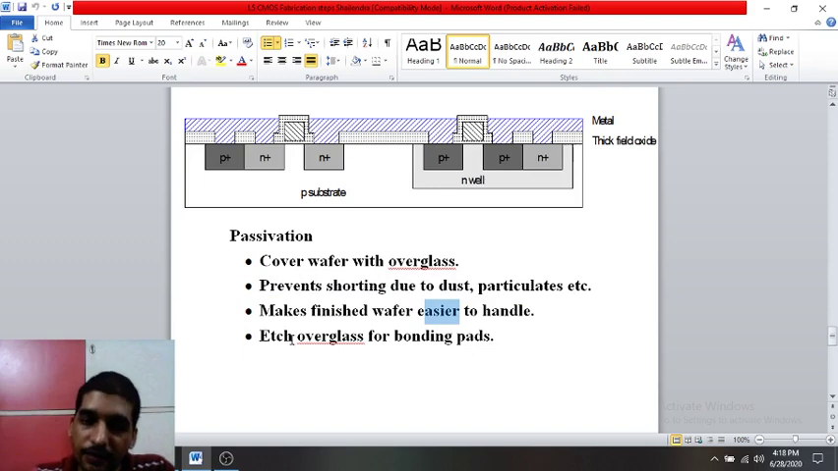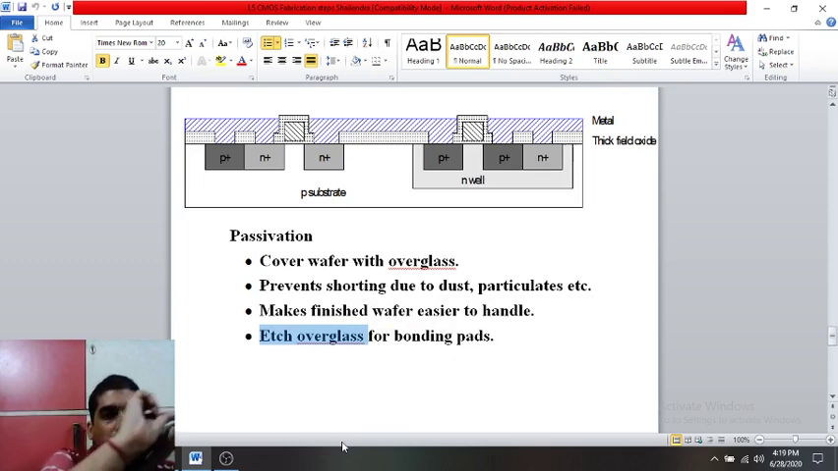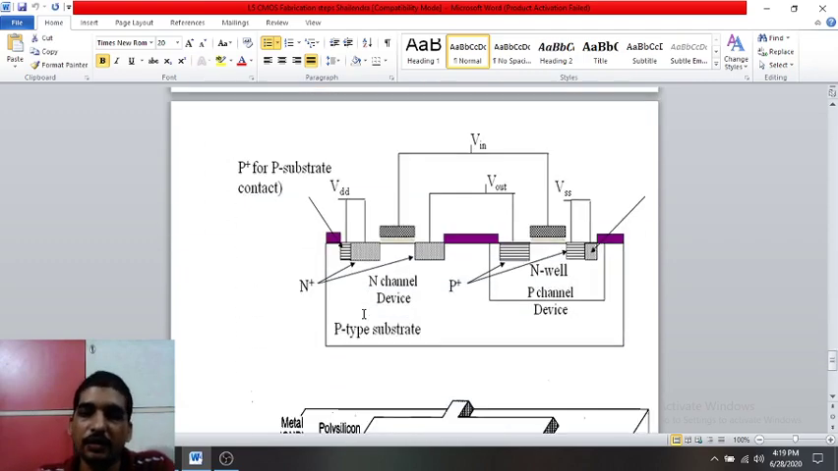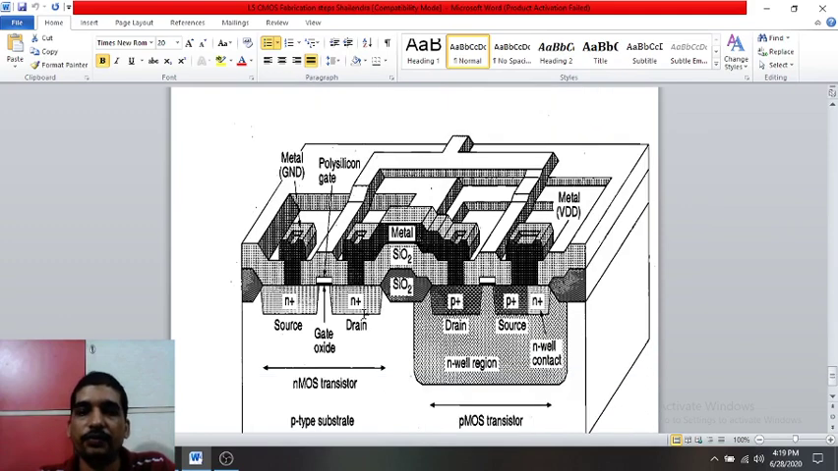And then we etch that overglass from some of the area so that small wires can be extended further for connection. Which connection? This we have already discussed. There is a core and there is a die. From those small areas we take the wire, connected from die to core, to the pins which are connected to the external wire. So we etch overglass from some areas for bonding pads. In this manner, finally we get our required CMOS inverter.